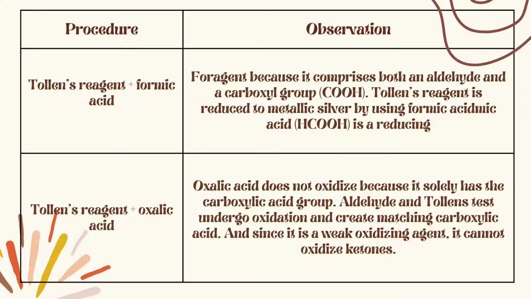As a result, with Tollens' reagent plus formic acid, the observation is that formic acid is a reducing agent because it comprises both an aldehyde and a carboxyl group. Tollens' reagent is reduced to metallic silver by formic acid.